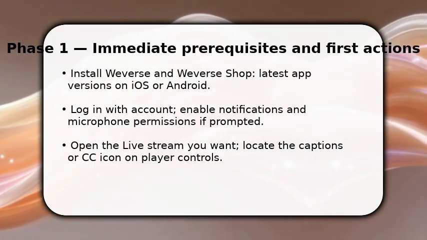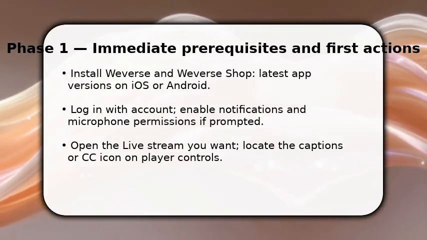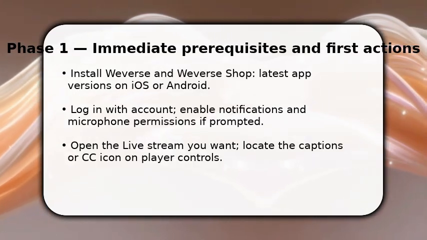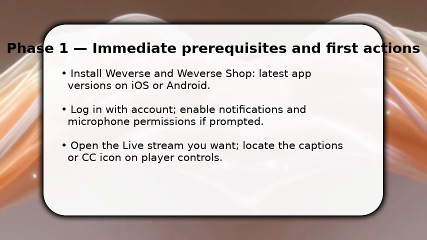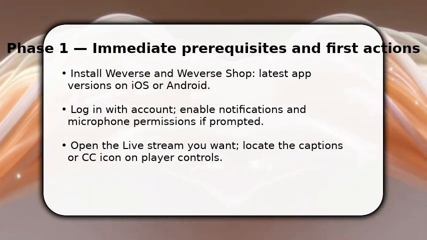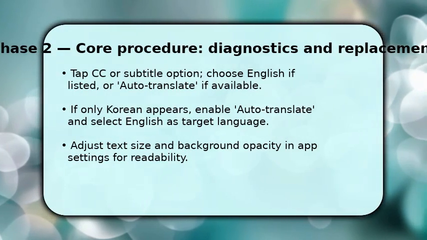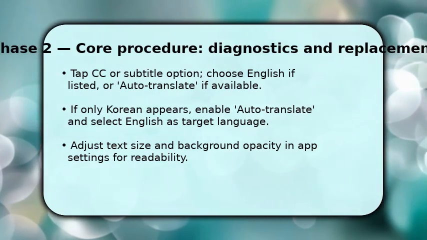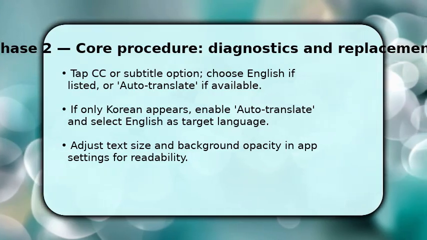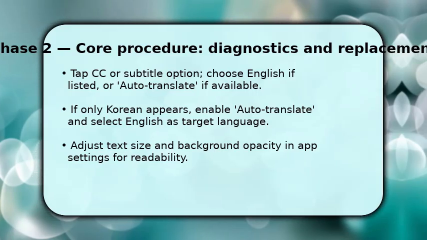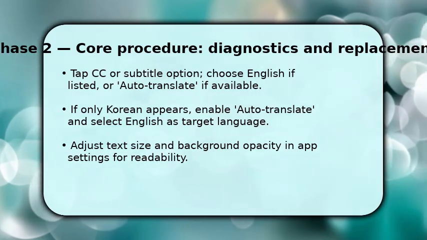While you confirm availability, also check your device language settings and app permissions, because subtitle options will appear only when the app has permission to access needed settings and the stream supplies text. Once the subtitle menu is visible, tap it and choose English. If English isn't listed, select Auto Translate and pick English as your target language. You should see a brief processing delay while machine translation runs.